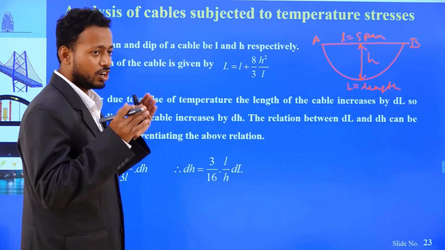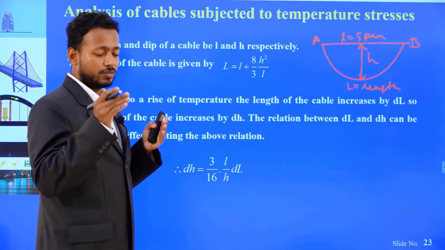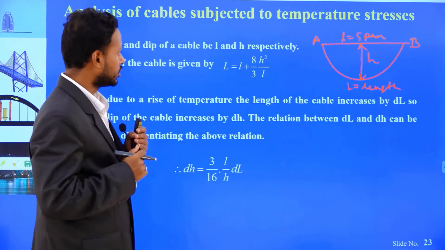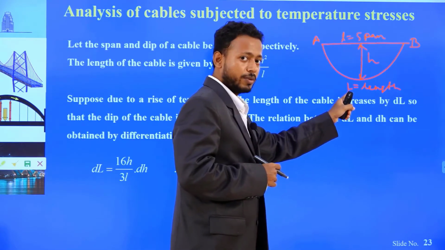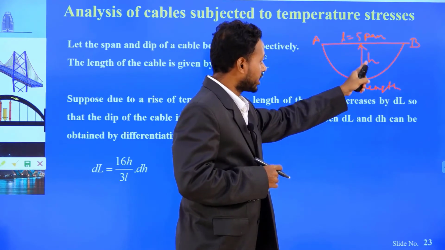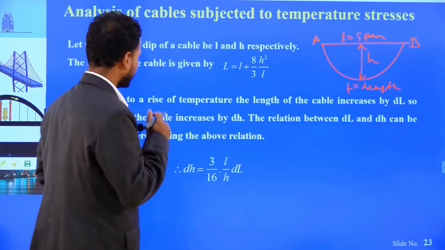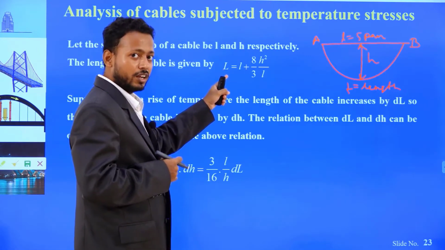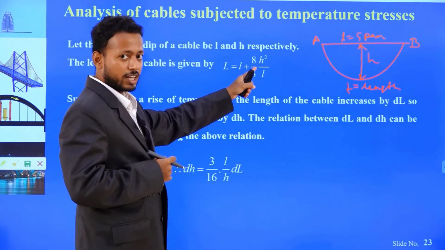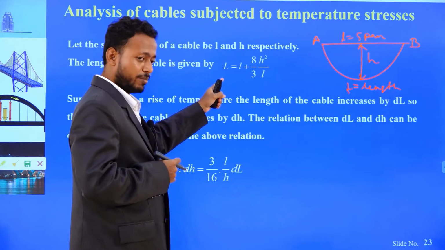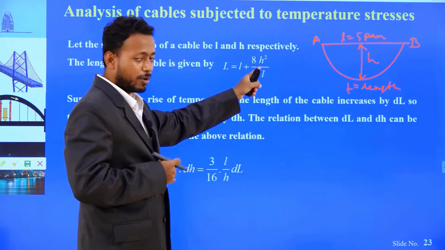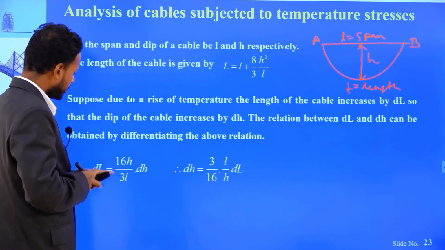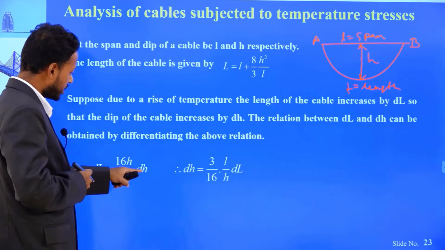What is the rate of change of length of the cable with respect to the rate of change of deep of the cable? We are going to derive it. So I will take the derivative of capital L with respect to small h, that means the rate of change of length of the cable with respect to the rate of change of deep of the cable, that means dL by dH equals 16 H by 3l. So dL equals 16 H by 3l into dH.